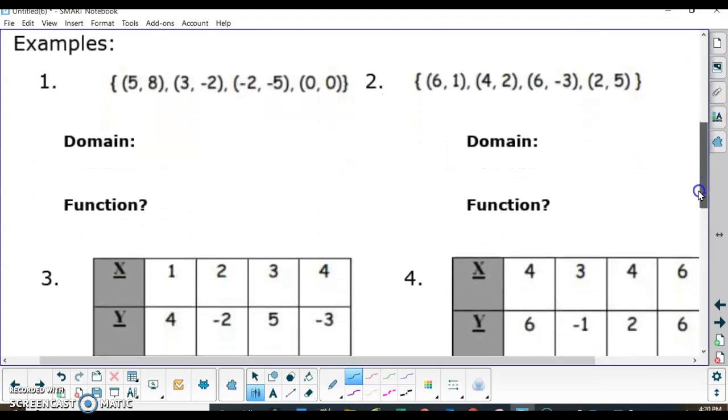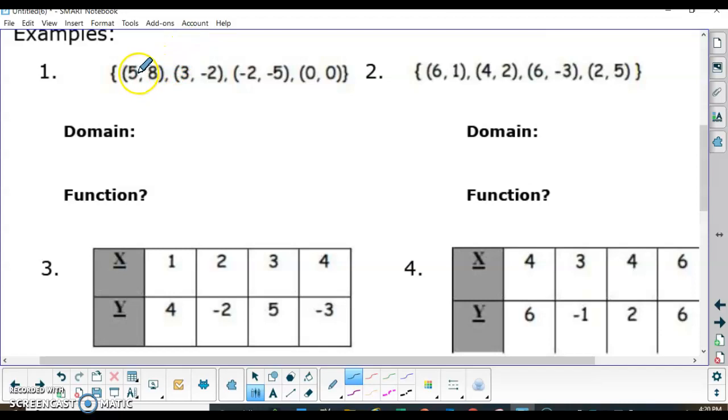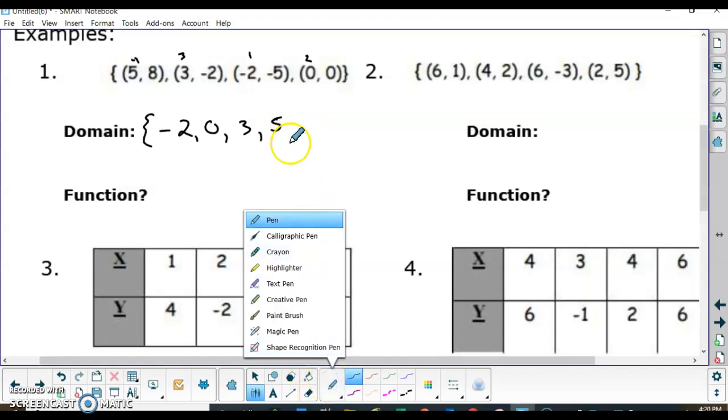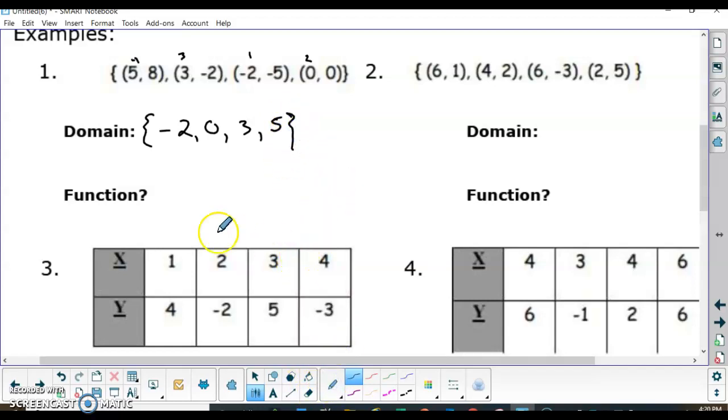So let's look at our examples. Let's look at this one. We can list out our domain in this one, right? So remember, we have to go from least to greatest. So I like to look and say, okay, I have a -2, I have 0, I have 3, and I have 5. So I can just list them in order: -2, comma 0, comma 3, comma 5. So therefore, I have all my domain values listed. And we need a fancy bracket to close it right here.